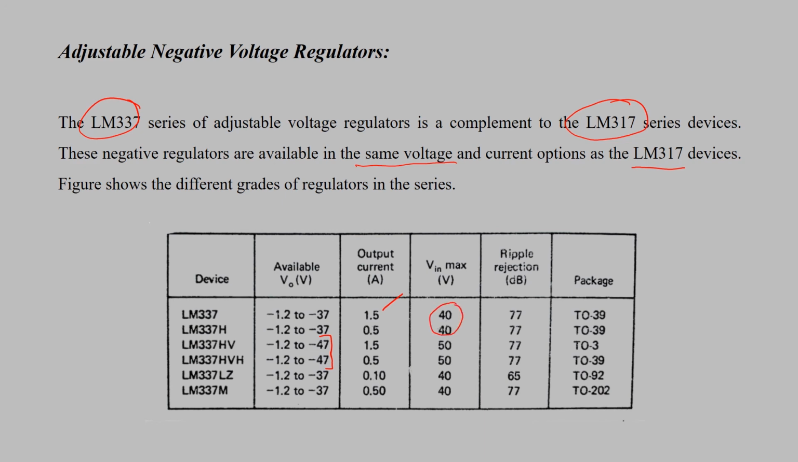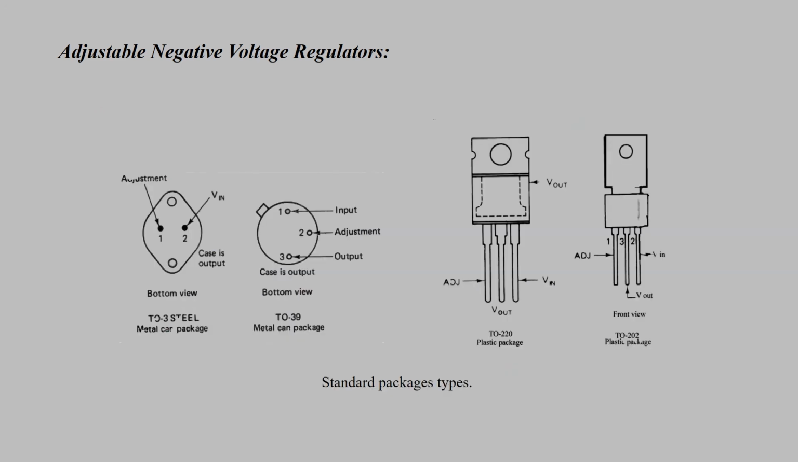Input voltage maximum is 40, and in case of HV and HVH it is 50 volts. Ripple rejection is almost 77 dB. In case of LZ it's 65. These are the pin configuration and package availability of negative voltage regulators.